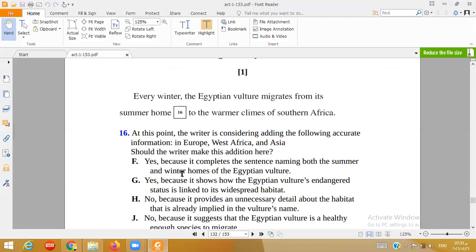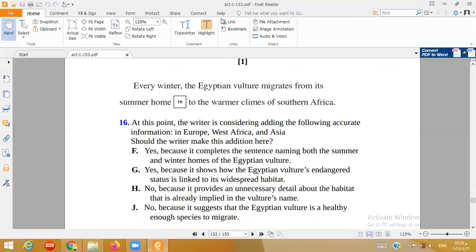Mariam, can you start reading the first lines? Every winter, the Egyptian vulture migrates from its summer home to the warmer climes of southern Africa.